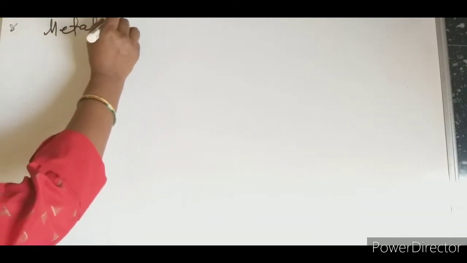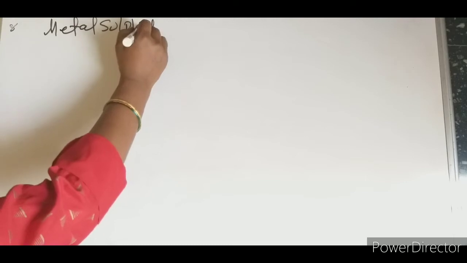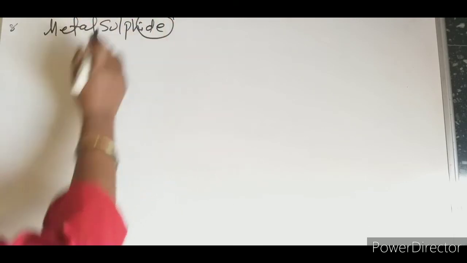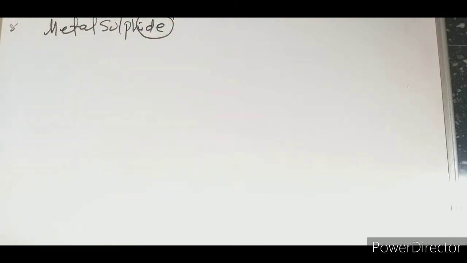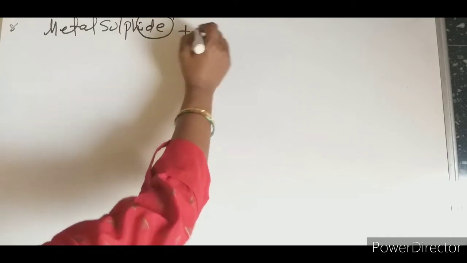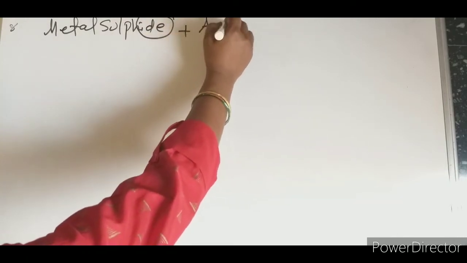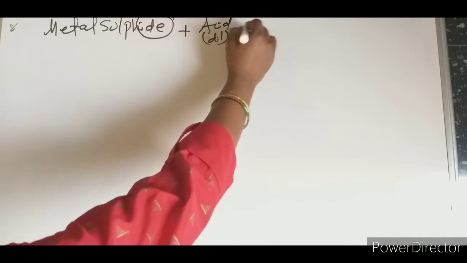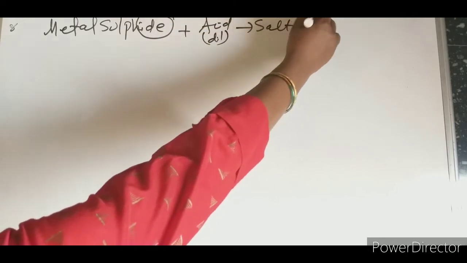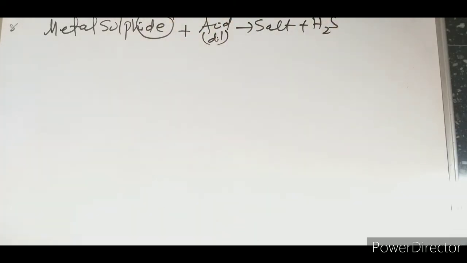Then we will go for sulfide. So here metal sulfide. So here ITE, ATE and IDE, all these are important. Here we will take metal sulfide with acid. This one will be dilute acid. Give rise to salt and H2S.